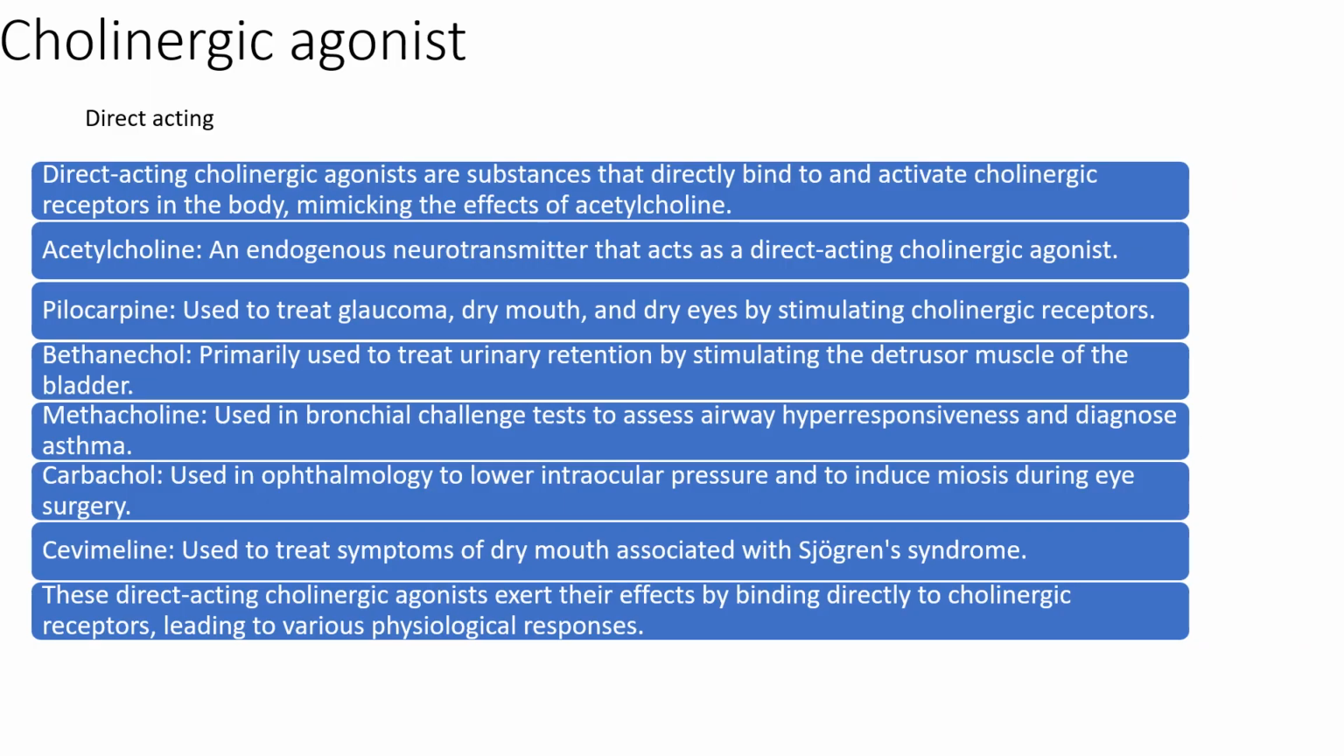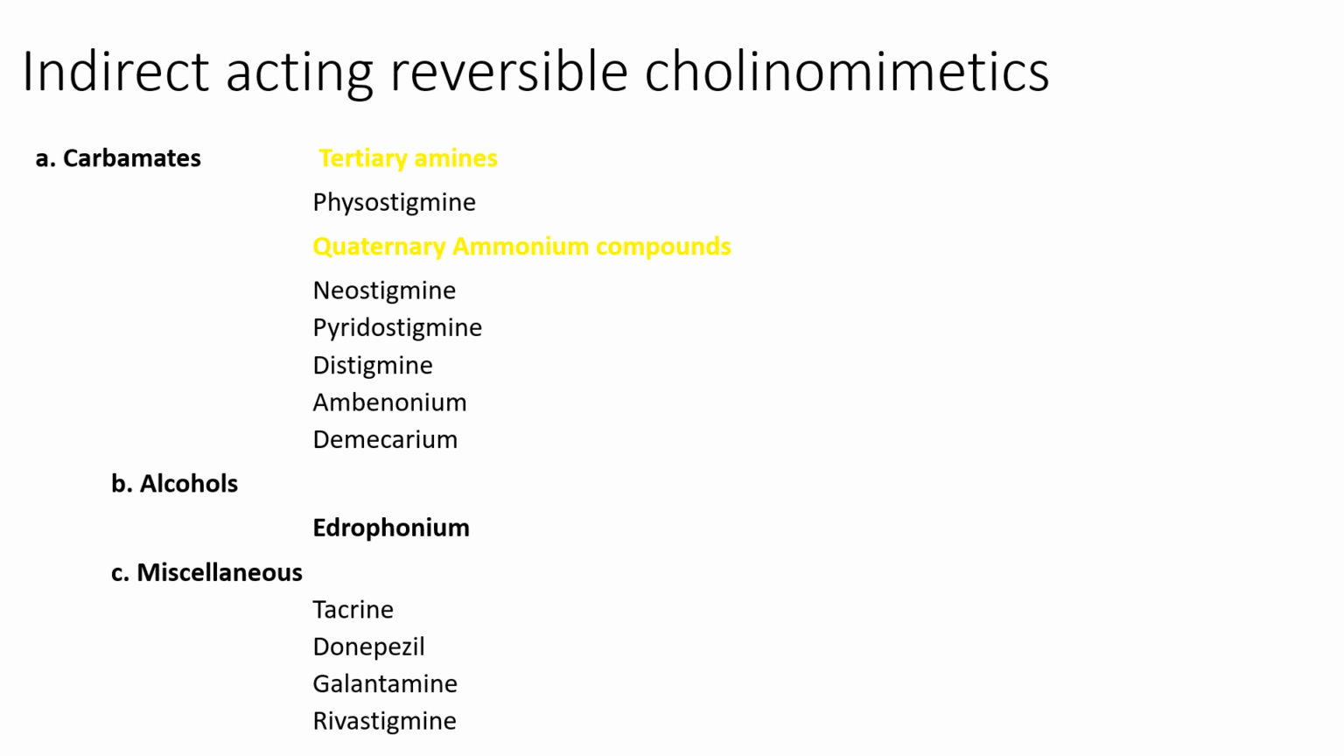This slide contains the summary of important points of the direct acting cholinergic agonists, so read it. Now we are going to talk about the indirect acting reversible cholinomimetics. In this case, we have three types of drugs: carbamates, alcohols, and miscellaneous.